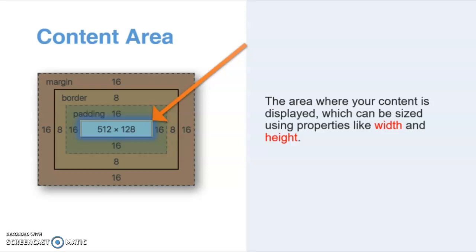The content area is the innermost layer of the box. It contains the real content of the element, such as text, an image, or a video. It can be sized using properties like width and height. Let's take an example.